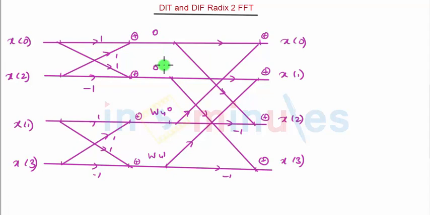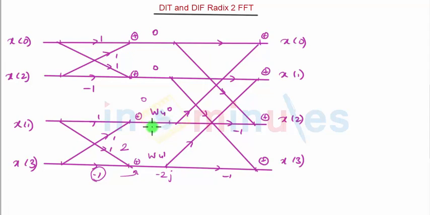Here, x of 1 and x of 3 have values 1 and -1. At this point, 1 and -1 also come out to be 0. And at this point, that is here, 1 and again -1, but here you have to be careful. There is a multiplying factor, that is w4 raised to 1, and again there is -1 here. So -1 into -1 turns out to be 1, so it is 2 here. Now w4 raised to 1, as we have seen, is -j. So at this point, it turns out to be -2j.